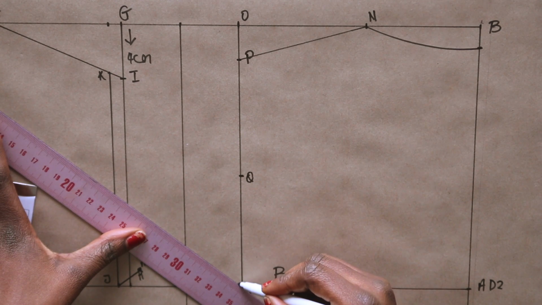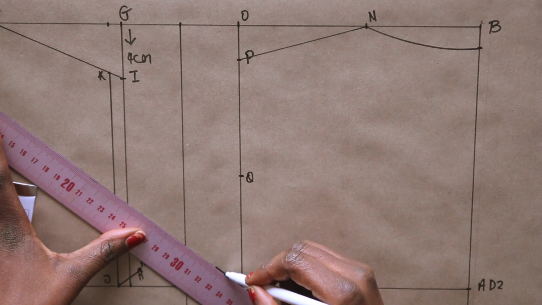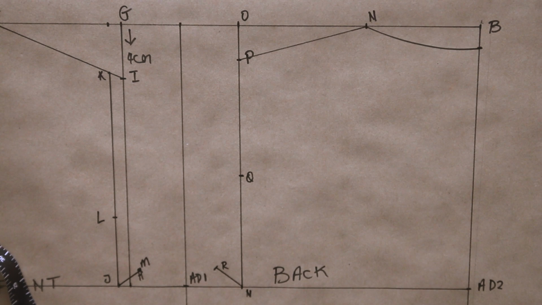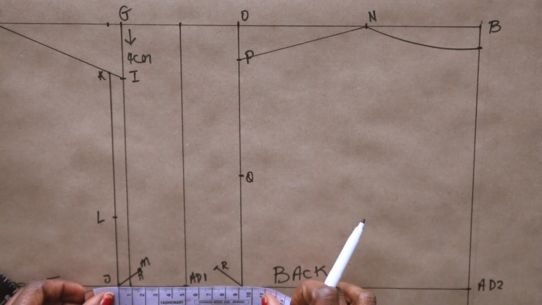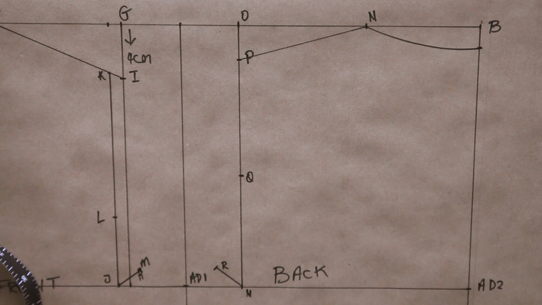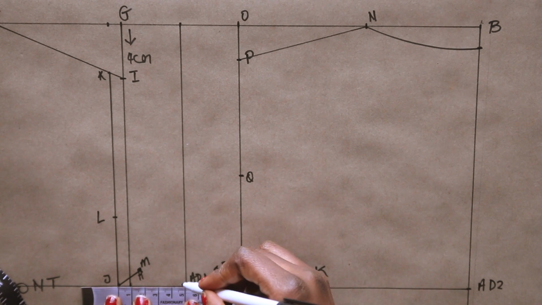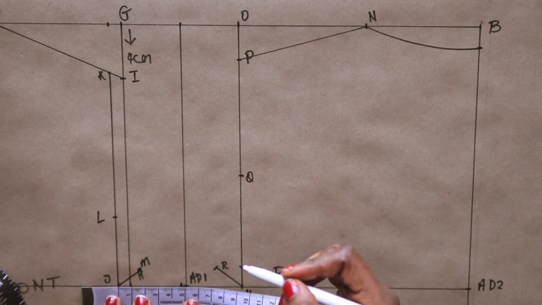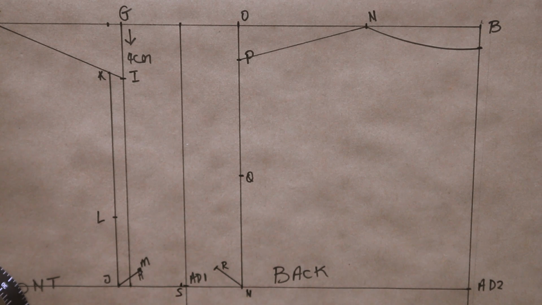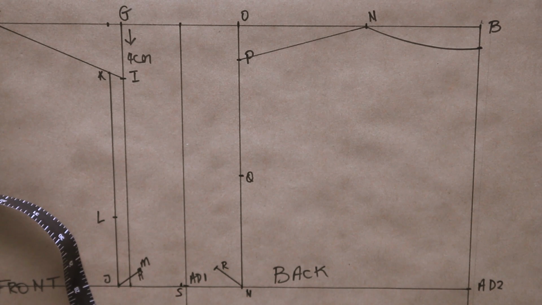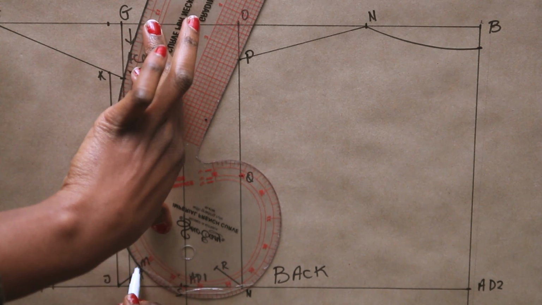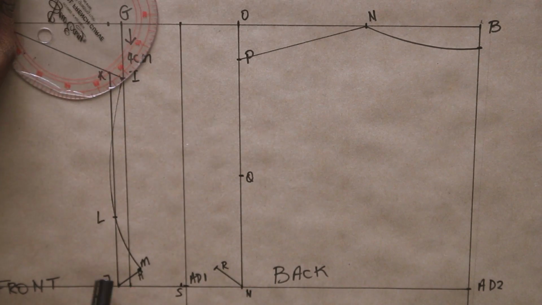Extend point N by 2.5 centimeters at an angle and label it R. Measure from J to N and divide it by 2. Mark it and label the point S. Connect points I, L, M, S, R, Q, and P to form your armhole.